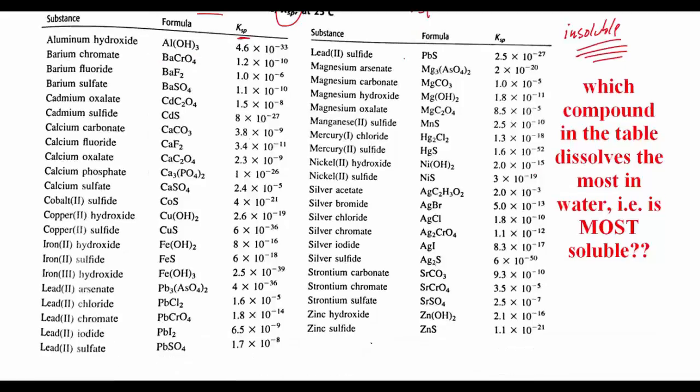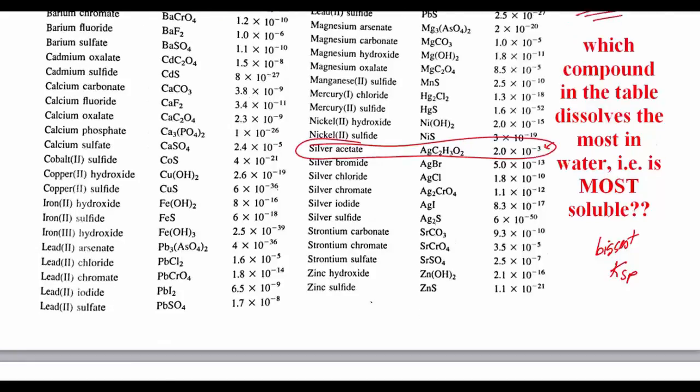But let's just play around with this a little bit. Which compound in the table dissolves the most in water? In other words, it's the most soluble. So what we're going to look for is the biggest solubility product. Here's a 10 to the negative 3. Is there anything bigger than that? I don't think so. So silver acetate is the most soluble. And what's the concentration of silver acetate that would dissolve in water? That's solubility, and that's what we're going to work on.